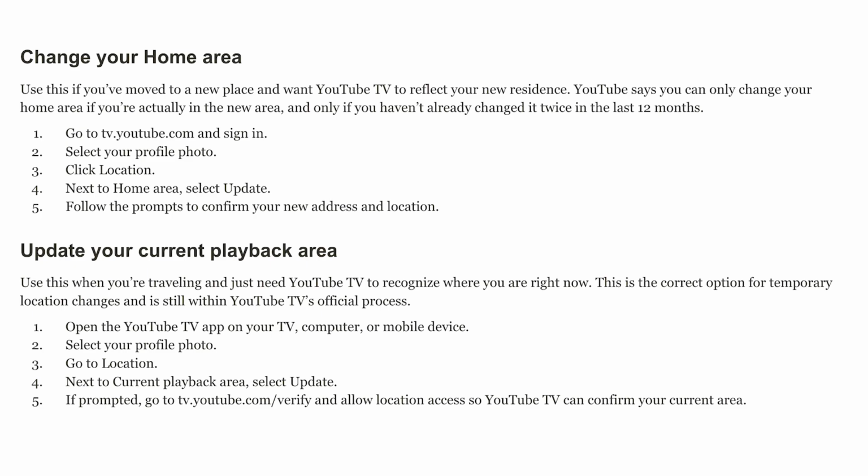So first, go to tv.youtube.com and sign in. Select your profile photo, click location, then next to home area, select update. Then follow the prompts to confirm your new address and location. Then update your current playback area.